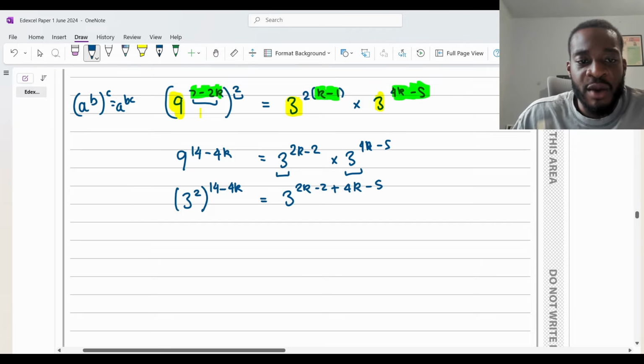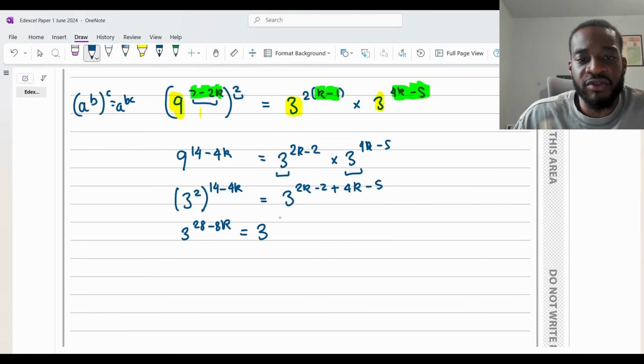Now I'm here. Let's tidy this up a bit. So we have a power to another power. So we're going to times them. So it's going to be 3 to the power of 2 times 14 is 28. 2 times 4 is 8. So I'm going to have minus 8k there. And this will equal, now we can just add these. So it's going to be 3 to the power of 2k plus 4k is 6k, minus 2 minus 5 is minus 7.